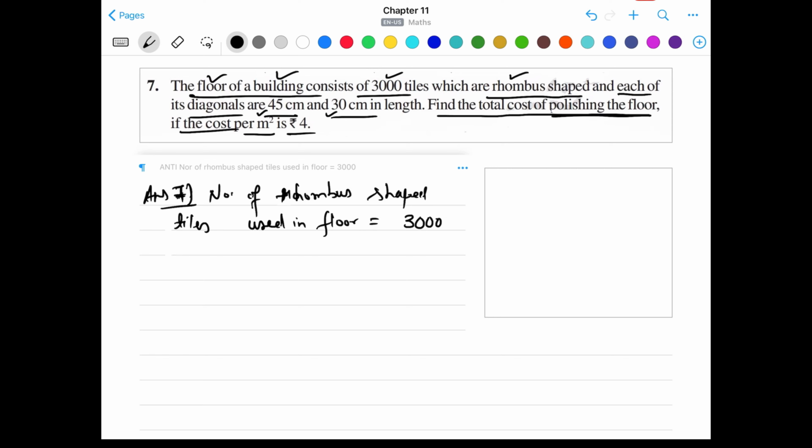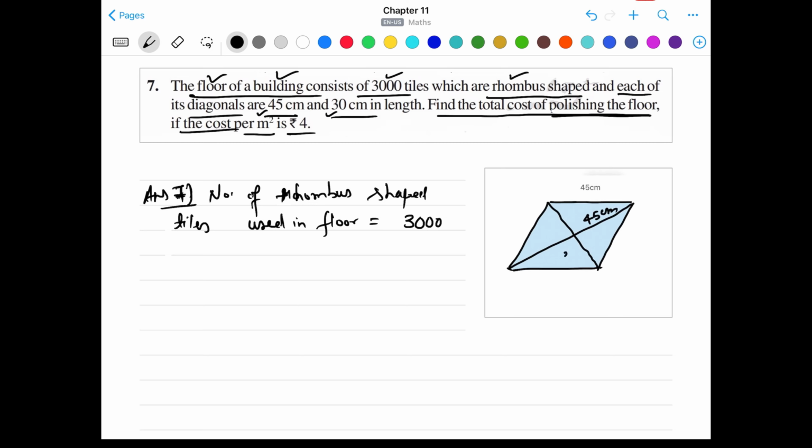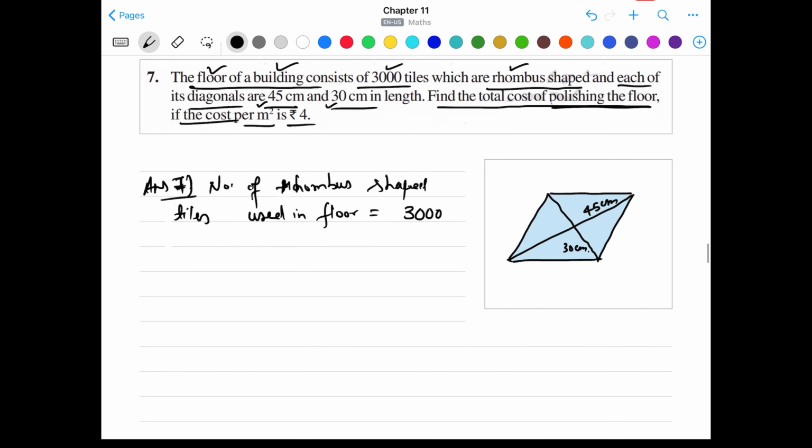So let's first draw its figure. Okay, we have a rhombus shaped tile like this, whose two diagonals are given. One is 30 centimeter and the other one is 45. Okay, so this longer one is 45 centimeter and this smaller one is 30 centimeter. So we have these diagonals, 30 and 45 centimeter.